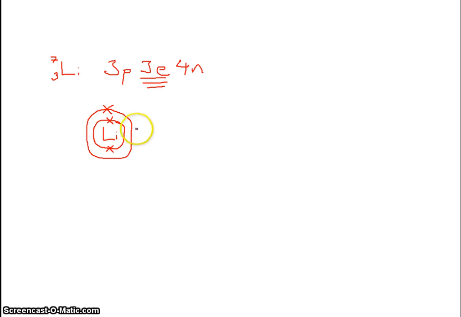So the electron configuration for lithium, we write it in a really simple way. I write 2, because that's how many are in the first shell, comma to show the next one, and then 1 to show that there's 1 electron in the outer shell.